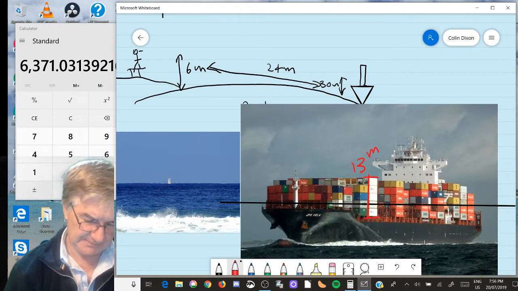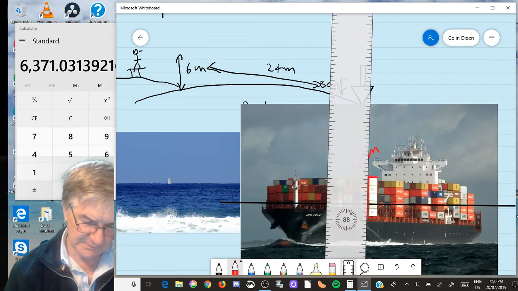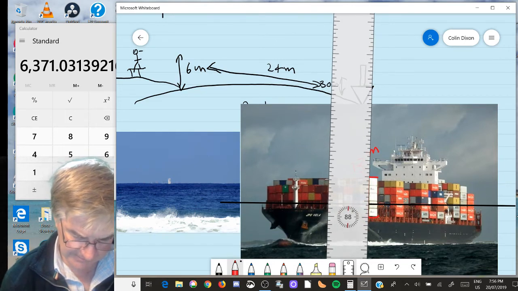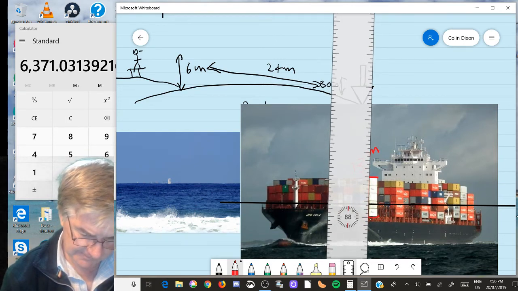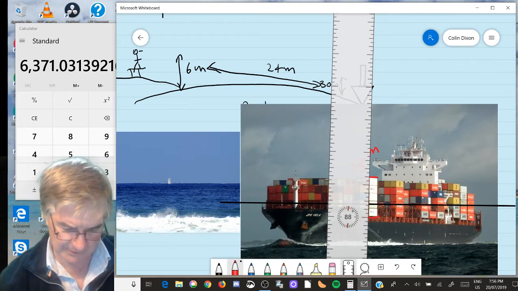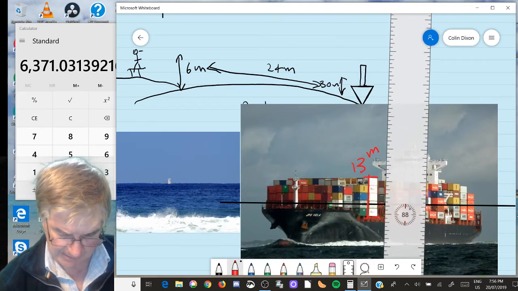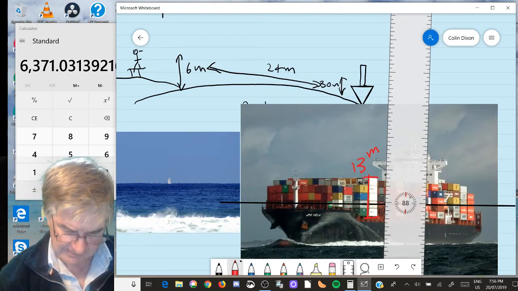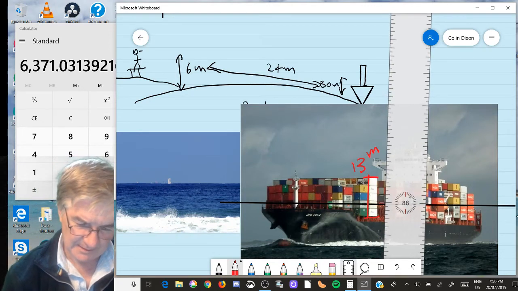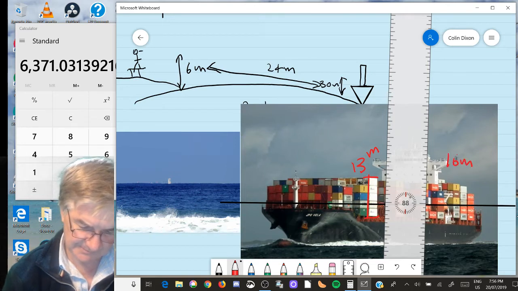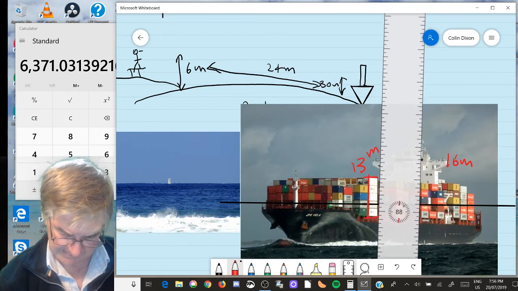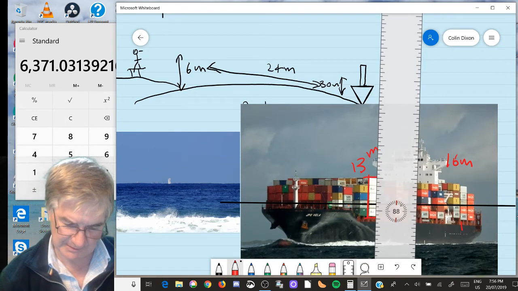So if we then take our ruler back and measure that, it's 1 1/4 units. Take it back here. You can see that that distance there is approximately 16 meters. And distance down here is approximately 13 meters.